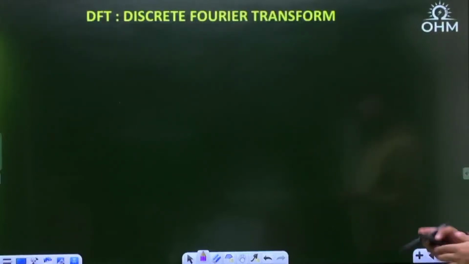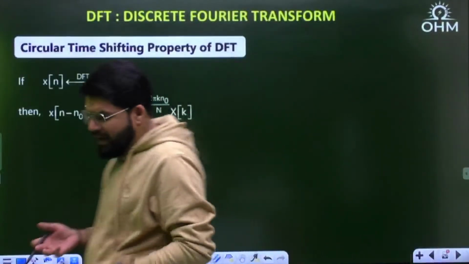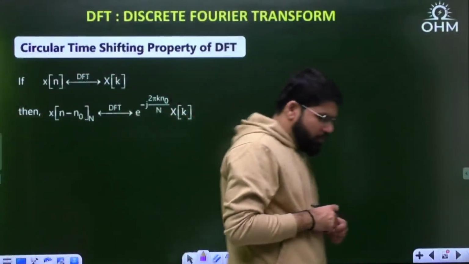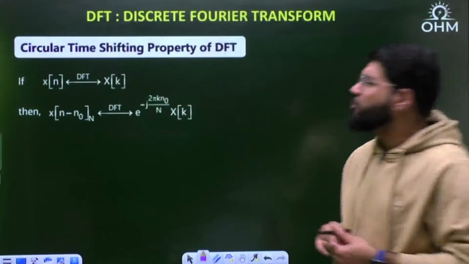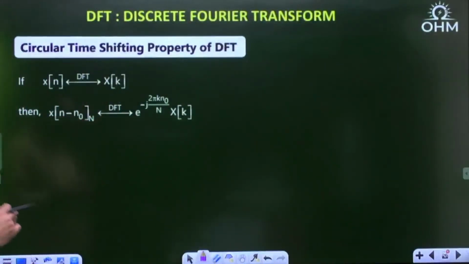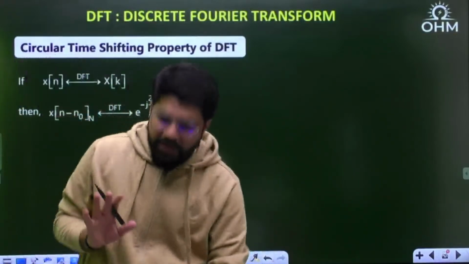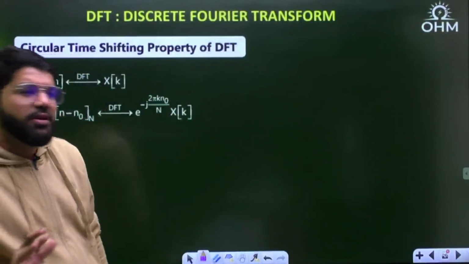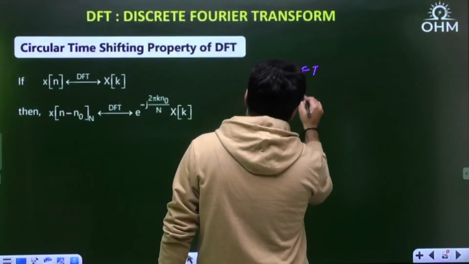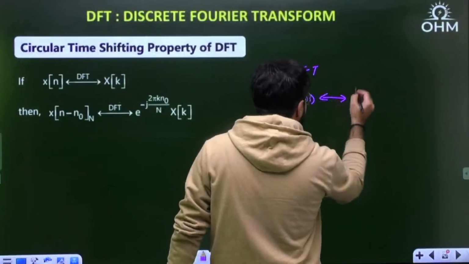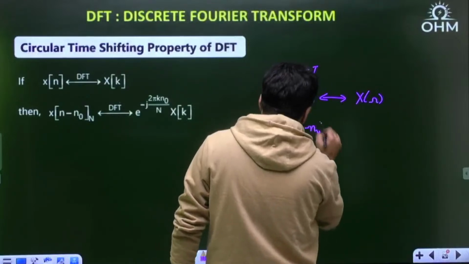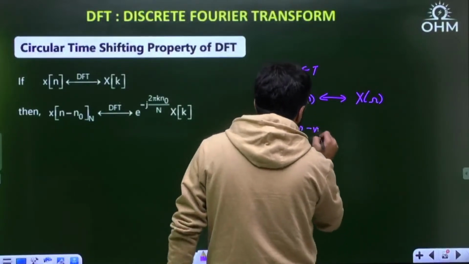Now, coming to the time shifting property. Since xn and xk in the DFT are both periodic, for periodic signals we know that we have a circular time shift rather than the linear time shift. The property is the same as what you have learned for the regular Fourier transform. Like in DTFT or even in CTFT, if there is a time shift, there is a phase shift in the Fourier transform.